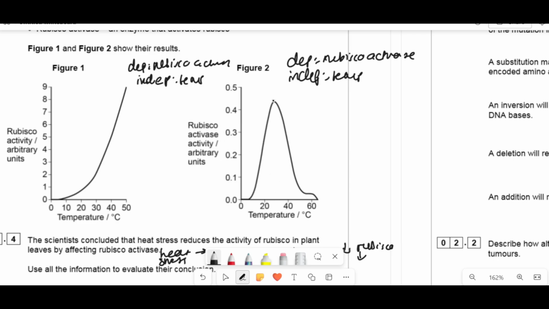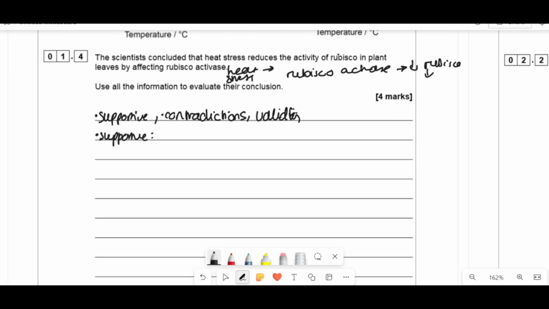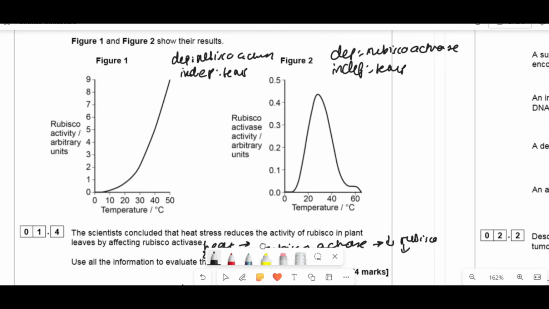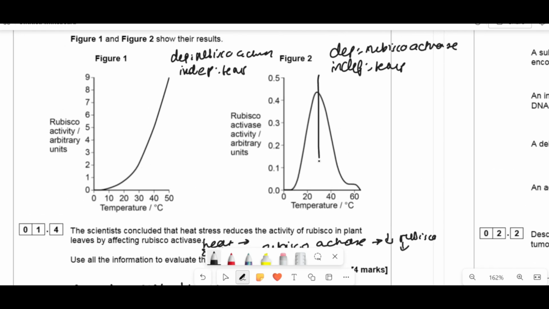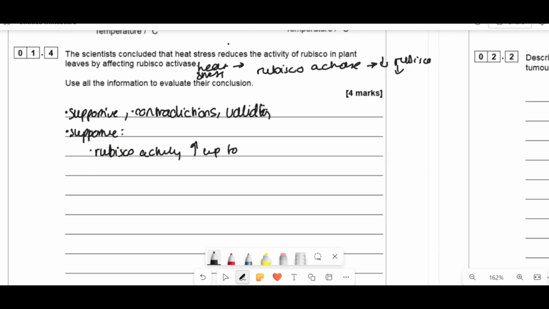And if we look here, up to about 30, this is increasing, and up to about 30, it's also increasing here. So that's something that does kind of support what they're saying, because if one is increasing and the other one's increasing, then surely there may be a link there, and if they decrease, then they decrease, right? So then you would say that. Something that could support it is that Rubisco activity increases up to around 30 degrees C with Rubisco activase, but we need to remember I'm only focusing on what's between these two.